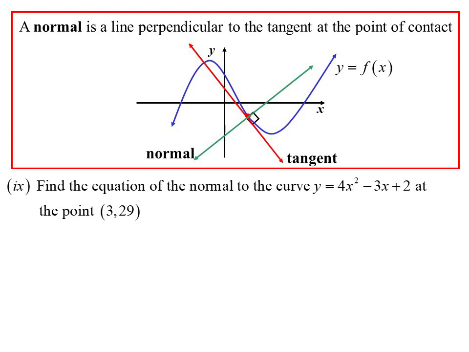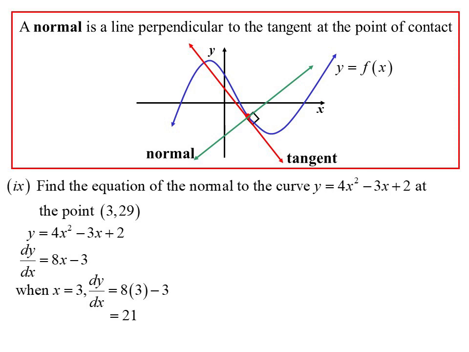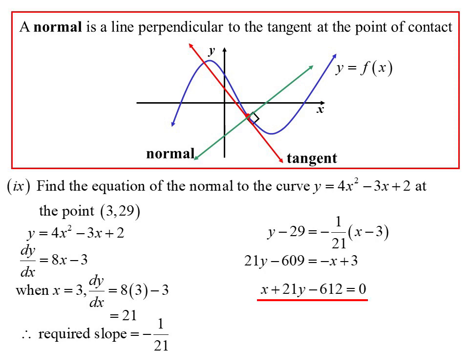Let's do that. So y is 4x squared minus 3x plus 2. There's our gradient function. The slope of the tangent is 21. Therefore, the slope I want is the negative inverse of that, the negative 1 on 21. Put that into our point slope formula. And they're not nice numbers, but they are what they are. x plus 21y minus 612 is equal to 0.